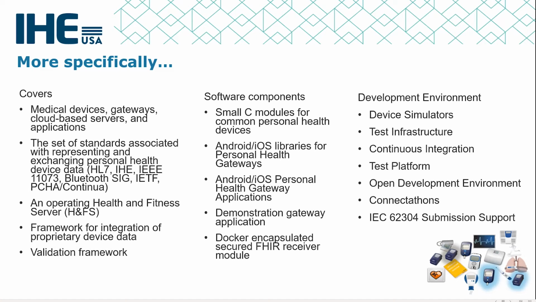We move from what it covers into what the actual components available to you are. What we have is small C modules for common personal health devices. We have specific libraries that reside on Android and iOS for personal health gateways, the thing that was in the middle there in the diagram before. We have applications that also sit on Android and iOS personal health gateways. So we have not only the libraries that you can build your applications on, but we have applications that you can use to validate and to test and to see how the overall system should work, so that you can take those libraries and more easily make use of them.